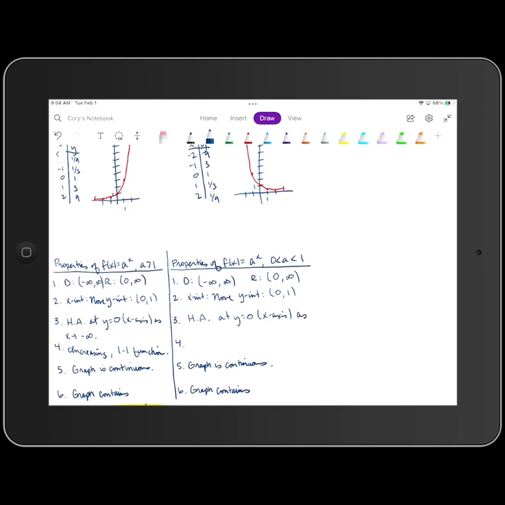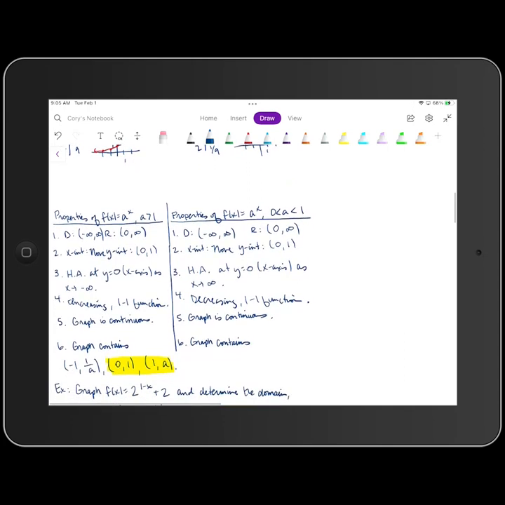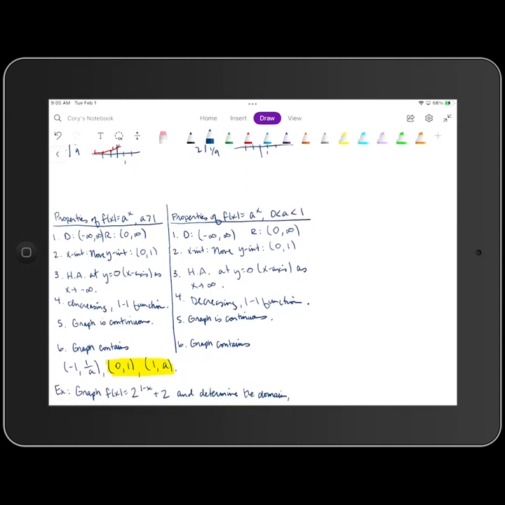But this time, the graph approaches the horizontal asymptote as the x values approach or get closer and closer to infinity. When we look at property 4, this function is decreasing. And it's also a 1-to-1 function. The graph is continuous.